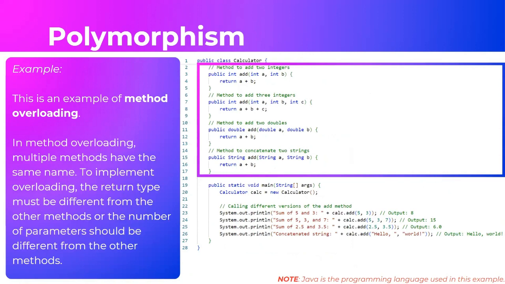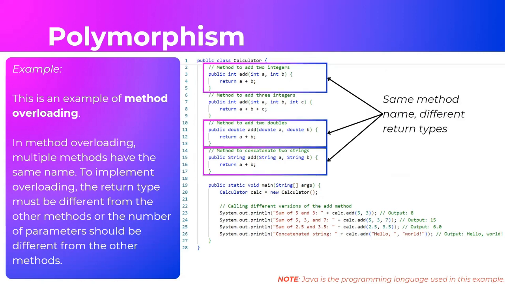Now let's have another example of polymorphism, which is method overloading. In method overloading, multiple methods have the same name. To implement it fully, we can differ the return types or we can differ the number of parameters. Let's start with this example. As you can see, we have the method add, but the return types are different. All of these examples have two parameters, but the return types are different. The first one is an integer, the next one is a double, and the other one is a string. But again, all of them have two parameters. So when it comes to method overloading, if you differ the return types, the number of parameters no longer matters, since they are already different in the return type.